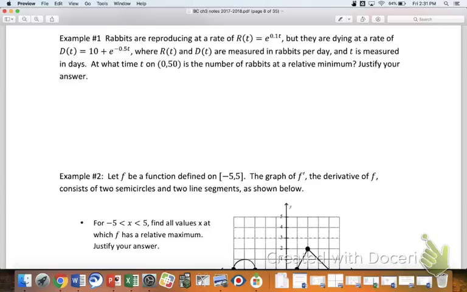It says rabbits are reproducing at a rate of R of t, but they are dying at a rate of D of t. But Josiah's out there with his gun. Find the day on which all of the rabbits are dead.